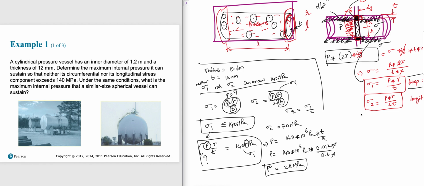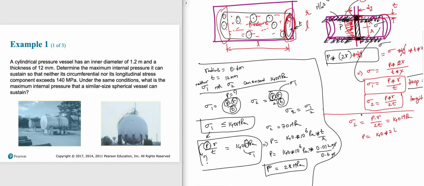So when it comes to a spherical case, we have to use the formula, which is sigma 2 is P times R over 2T. You only have that. So this cannot exceed 140 megapascals. That means we assume that the maximum pressure in the tank, spherical tank, is 140 megapascals. So the pressure P is 140 times 2T over R.